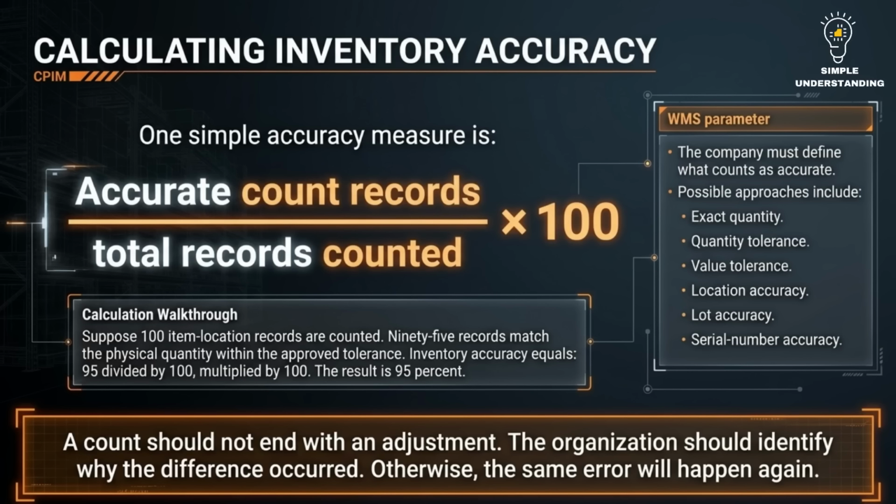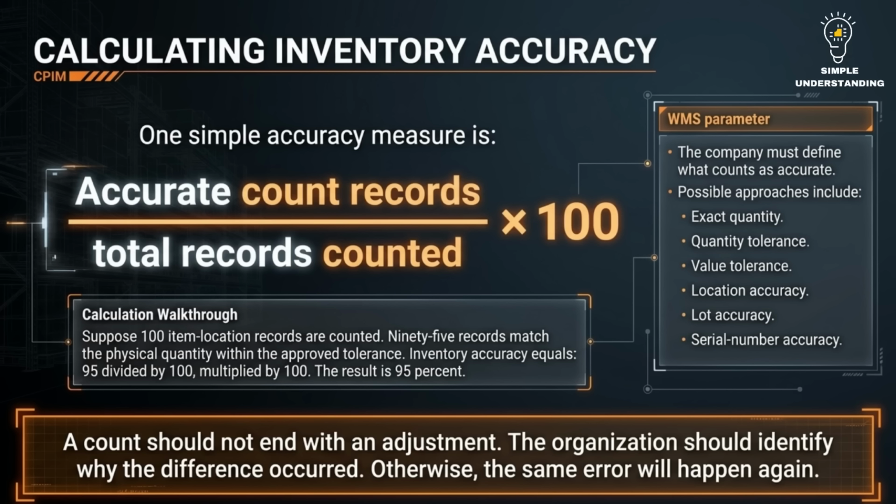One simple accuracy measure is accurate count records divided by total records counted, multiplied by 100. Suppose 100 item location records are counted. 95 records match the physical quantity within the approved tolerance. Inventory accuracy equals 95 divided by 100 multiplied by 100. The result is 95%. The company must define what counts as accurate. Possible approaches include exact quantity, quantity tolerance, value tolerance, location accuracy, lot accuracy, serial number accuracy.